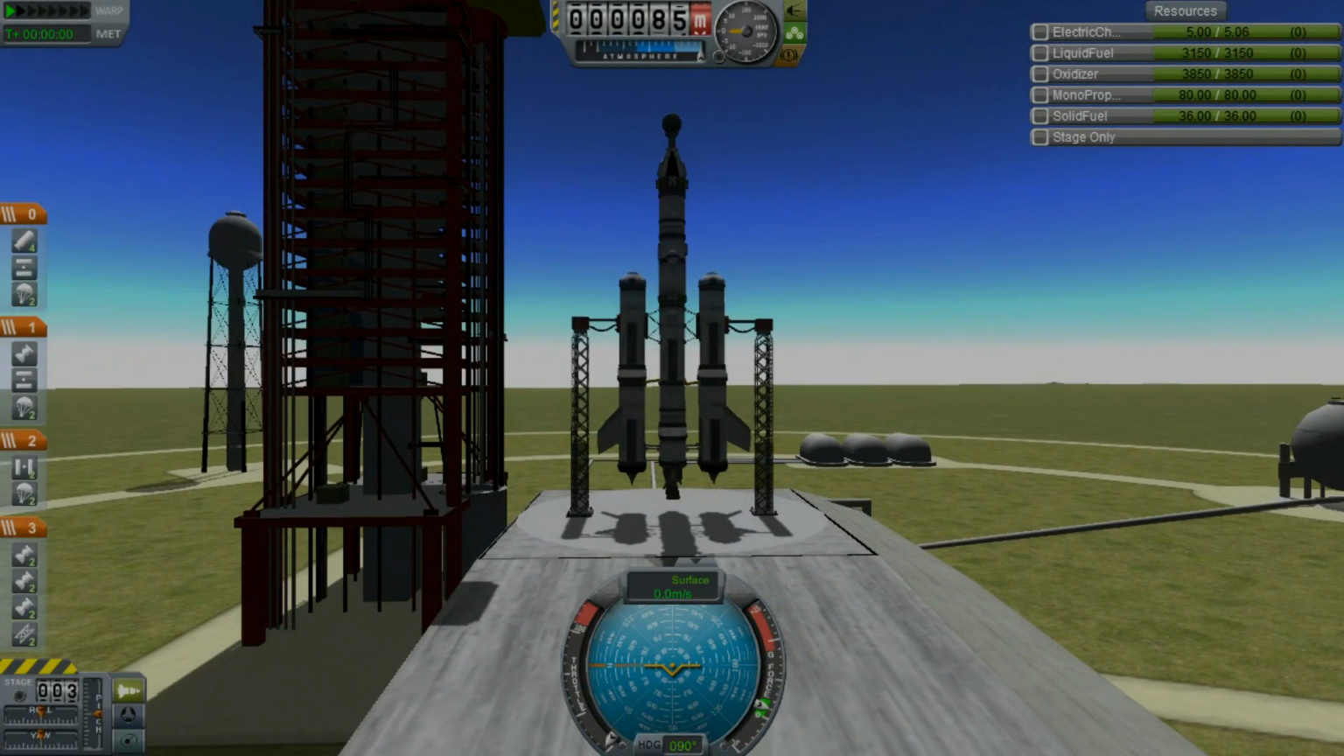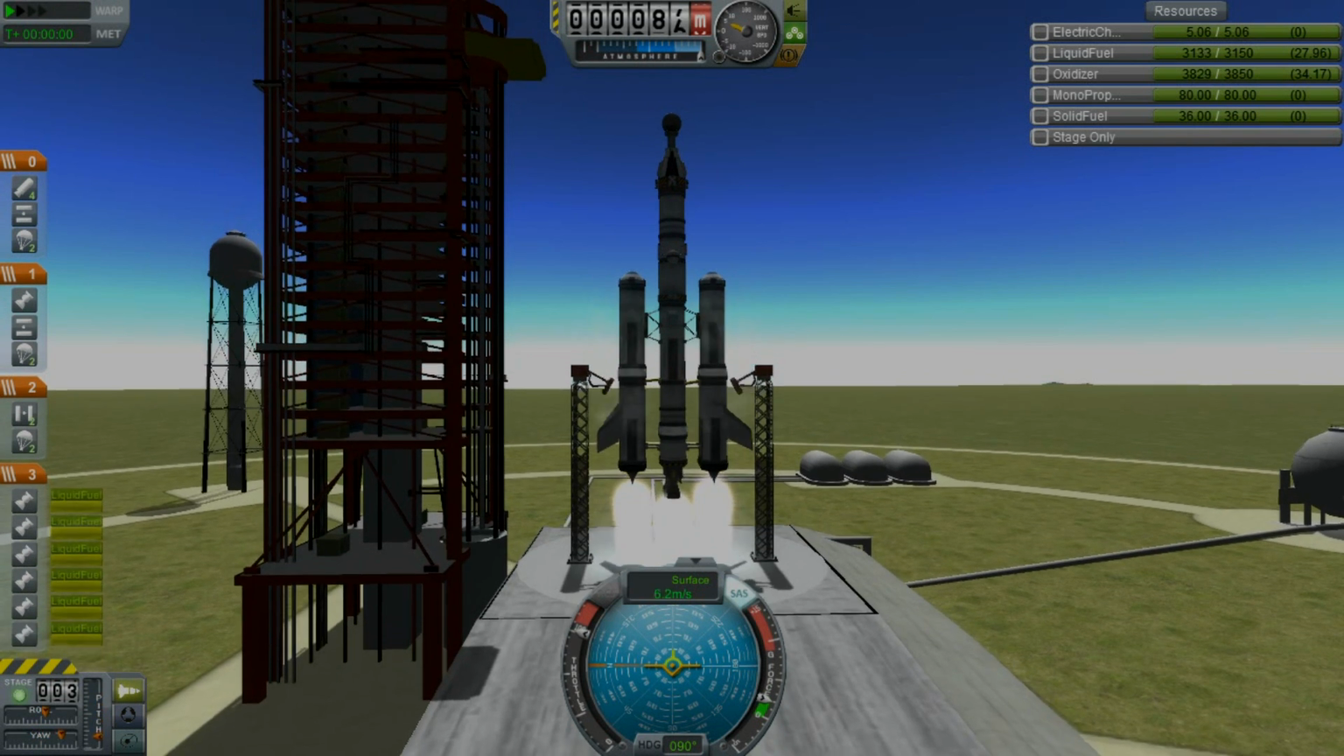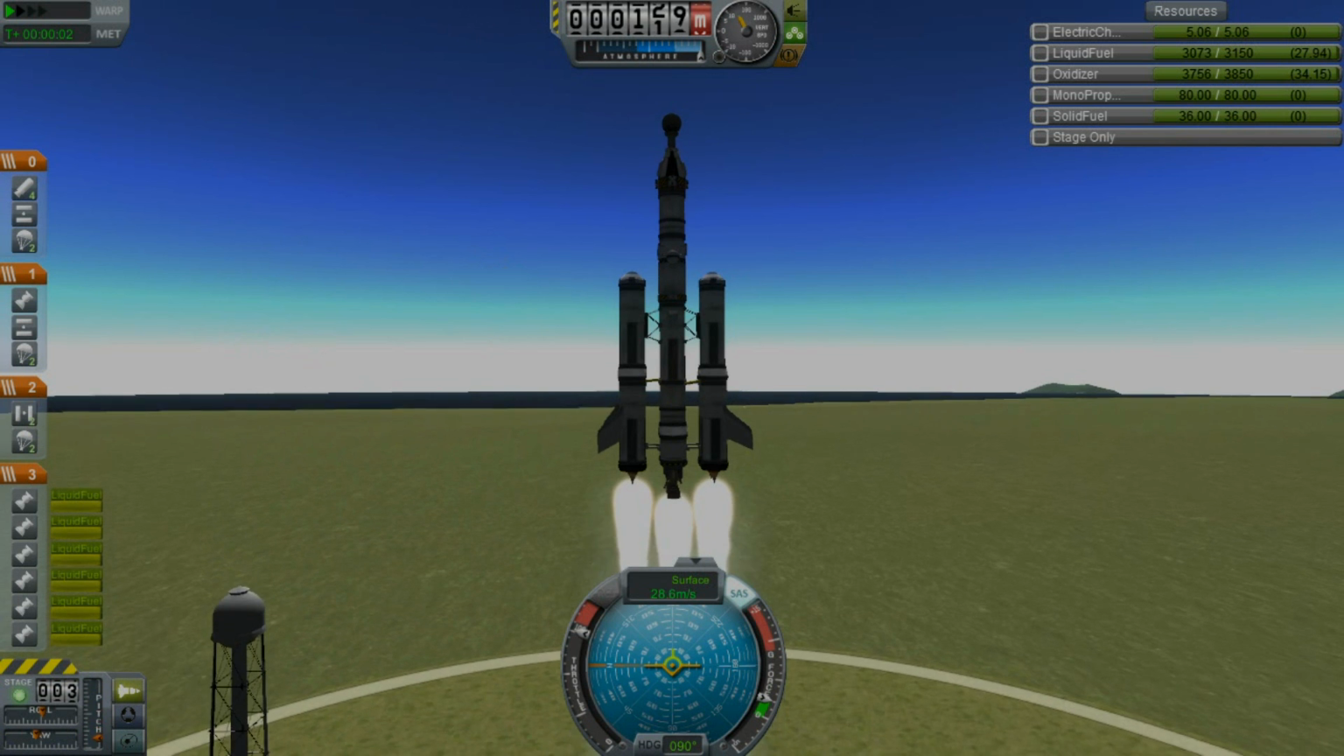Continue count. Now, we're going to do a second launch with the same design, and this time we'll make use of a gravity turn. 4, 3, 2, 1, mark. Lift off. Clear the tower.